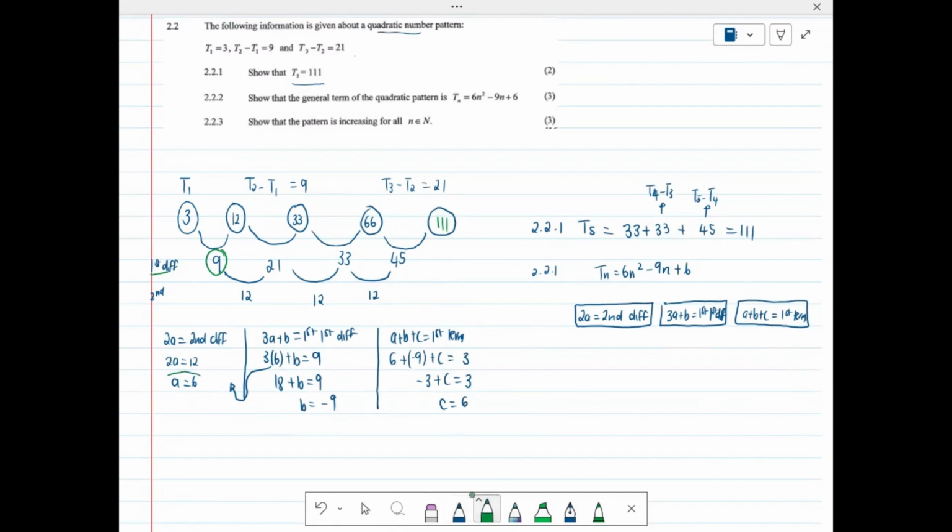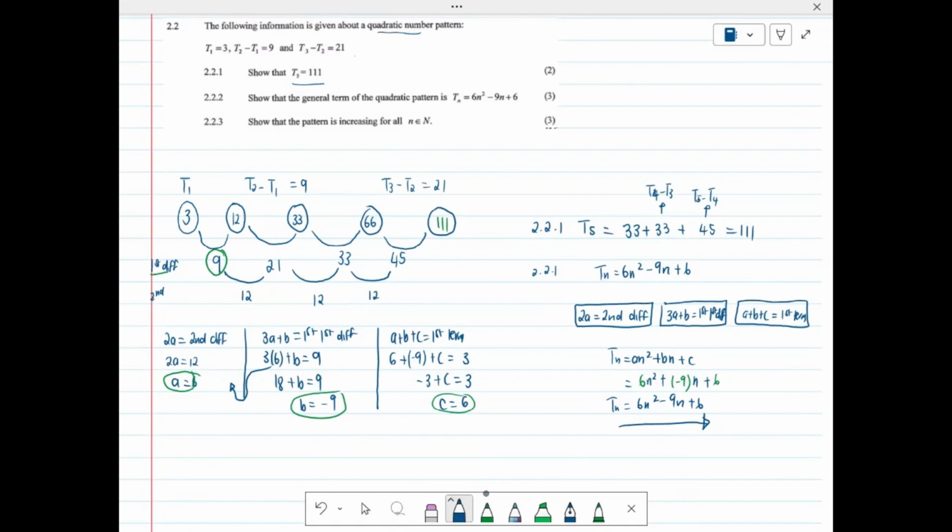So here are our values of a, b, and c, which we will then substitute into the general formula, an squared plus bn plus c, that's the general formula for a quadratic pattern. A was 6, b was negative 9, and c was 6. So then just writing that out, we get that it is 6n squared minus 9n plus 6, which is what we had to show.